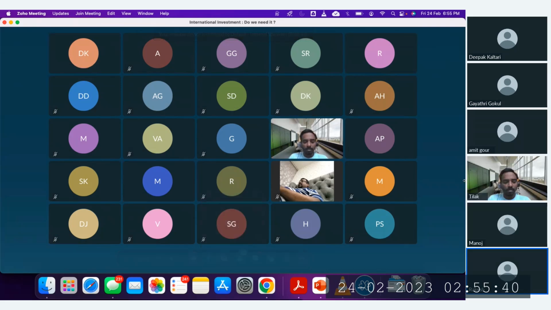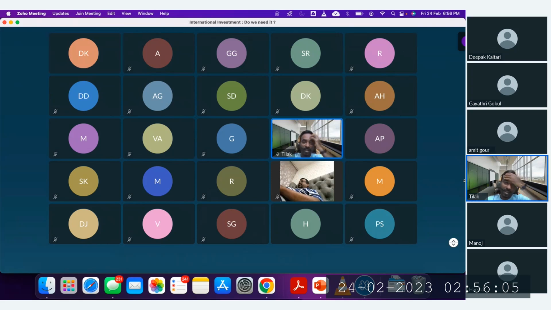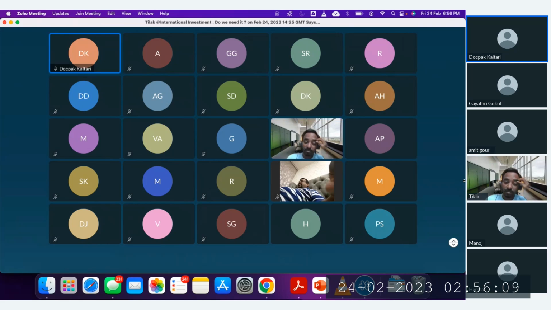Thank you so much for the presentation, Deepak sir. Do we have any developing markets FOF? We don't have any developing markets FOF, but there are various platforms where we can invest in developing market ETFs too. ETF means we need a demat account, right? No, not a demat account in India. None of the demat accounts in India can directly invest in those ETFs.